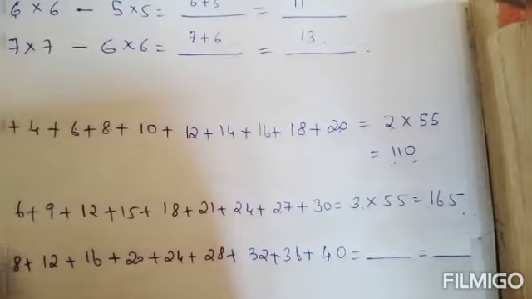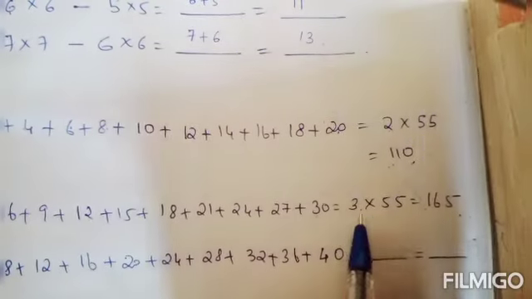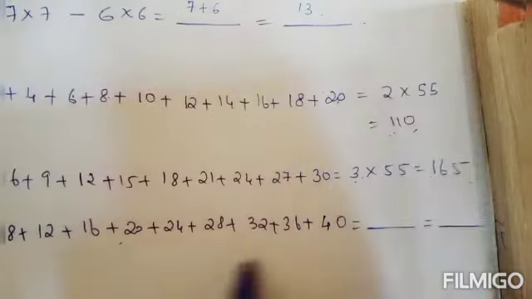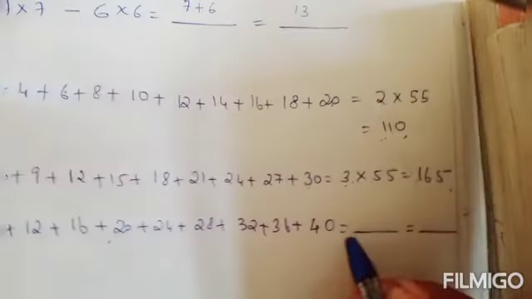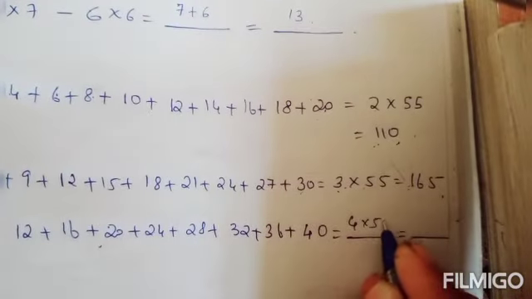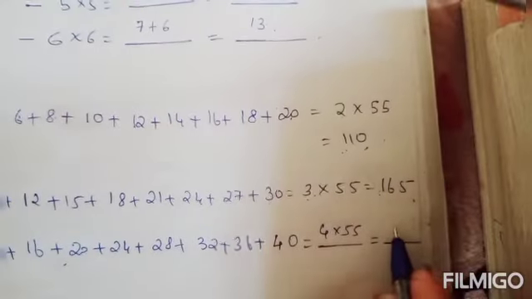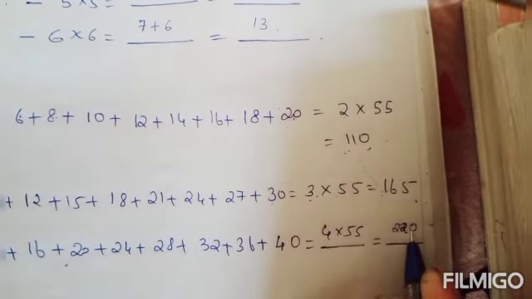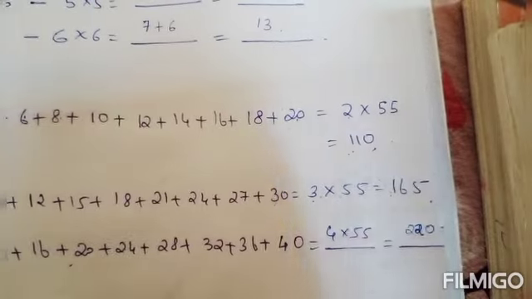Now sum of first 10 multiples of 3, it is 3 into 55. Next it is given sum of first 10 multiples of 4. So what will that be? 4 into 55, you will get 220. Okay, this will be the answer.